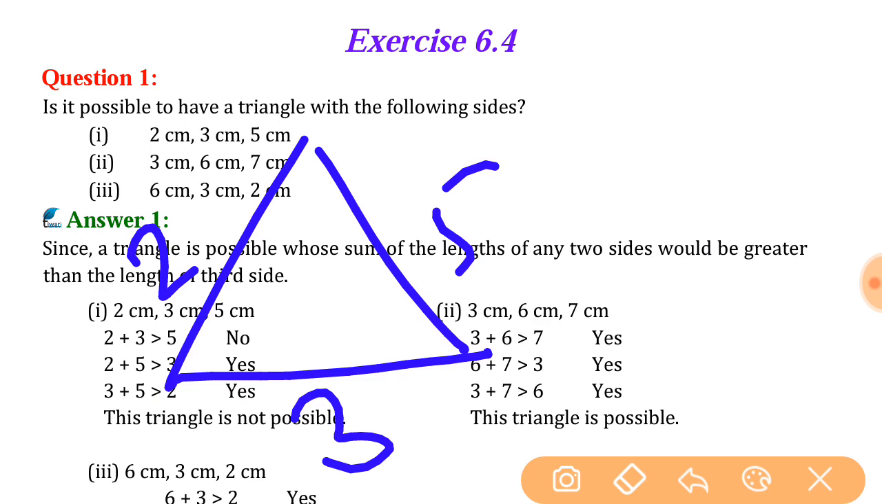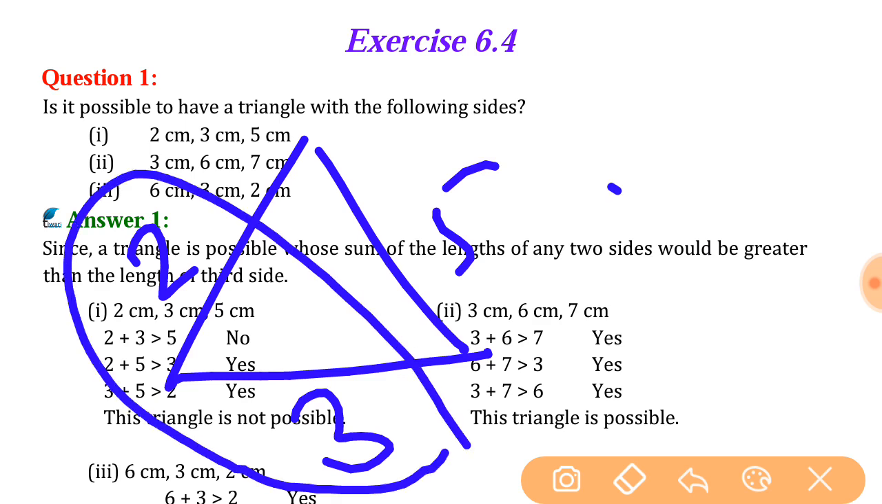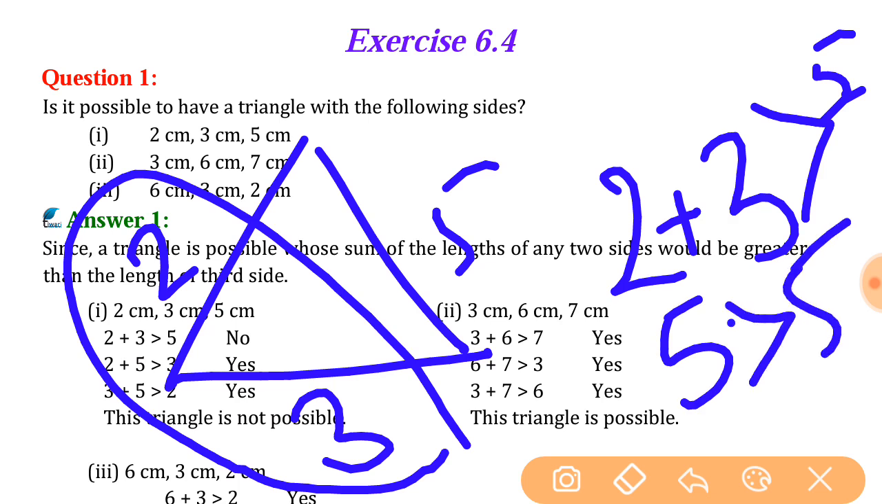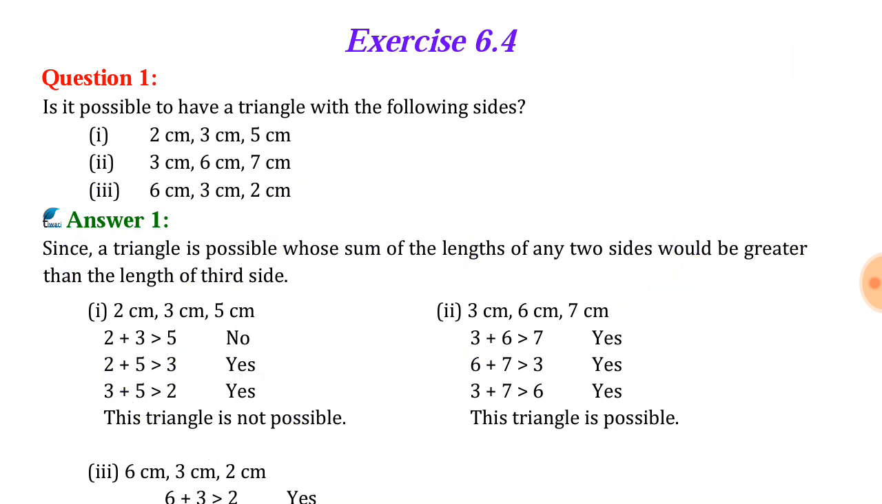See, smaller angle, smaller length. Which are the smaller lengths in these? 2 and 3, isn't it? If you add these two, the sum should be greater than the third; then only it is possible to have a triangle. 2 plus 3 is 5. Is it greater than 5? No, it is equal to 5, so it is not possible to draw the triangle here.